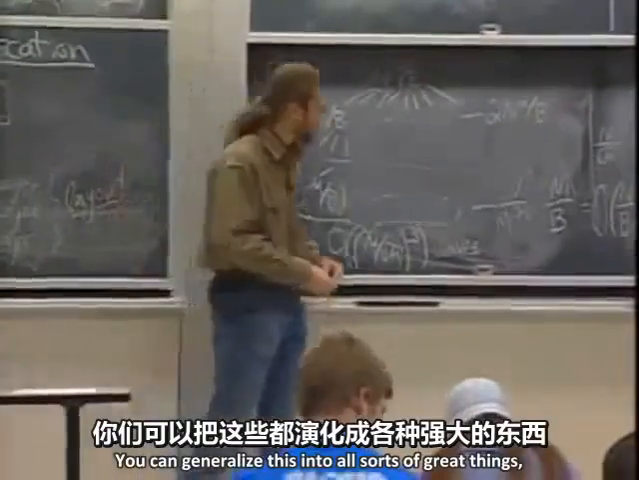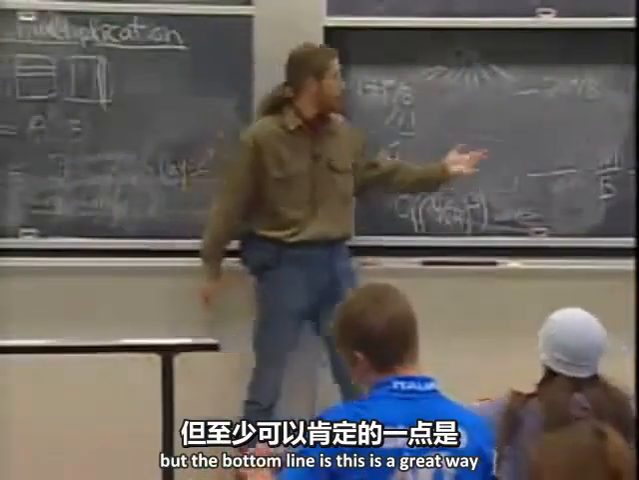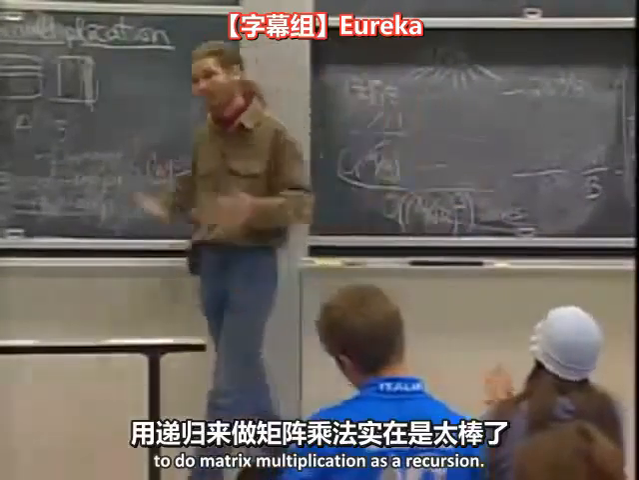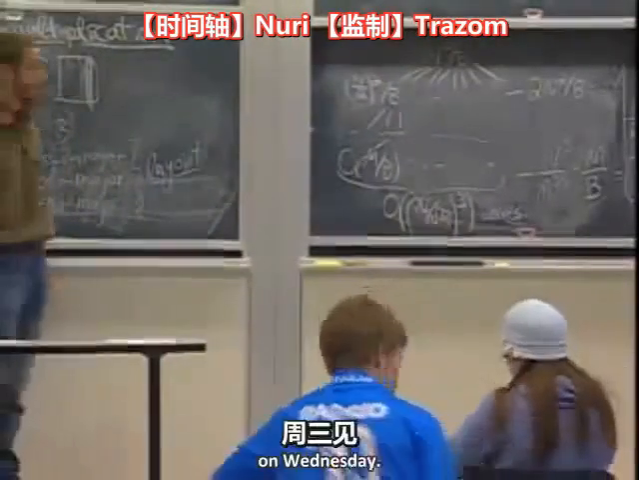You can generalize this and do all sorts of great things. But the bottom line is this is a great way to do matrix multiplication: recursion. We'll see more recursion for cache oblivious algorithms on Wednesday.